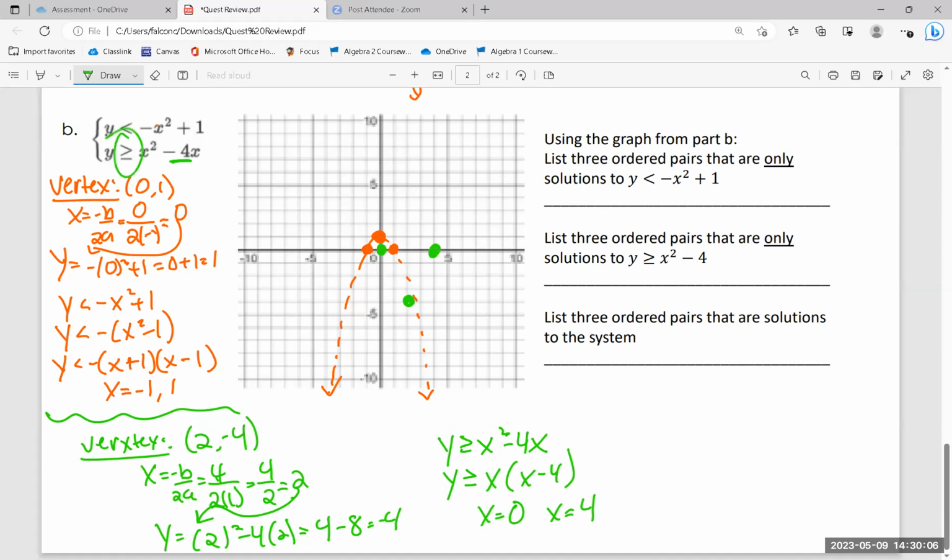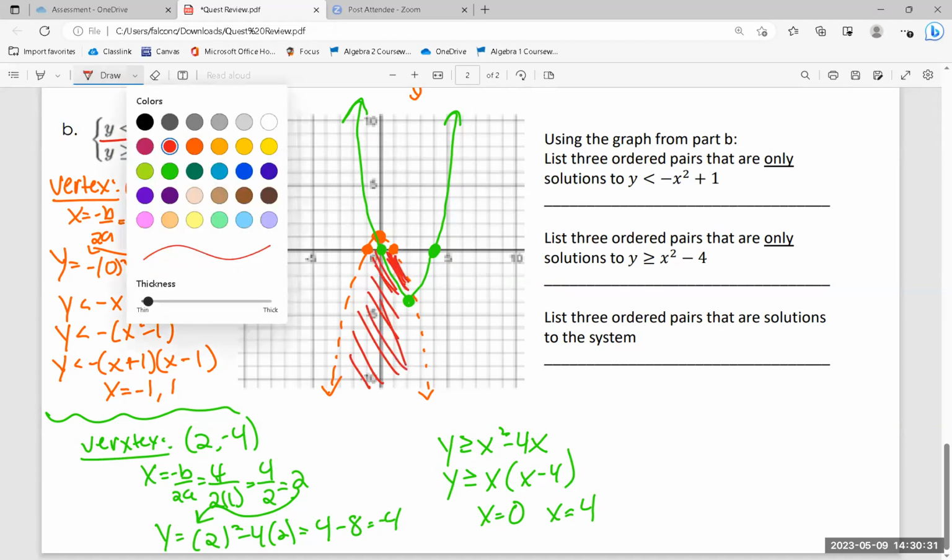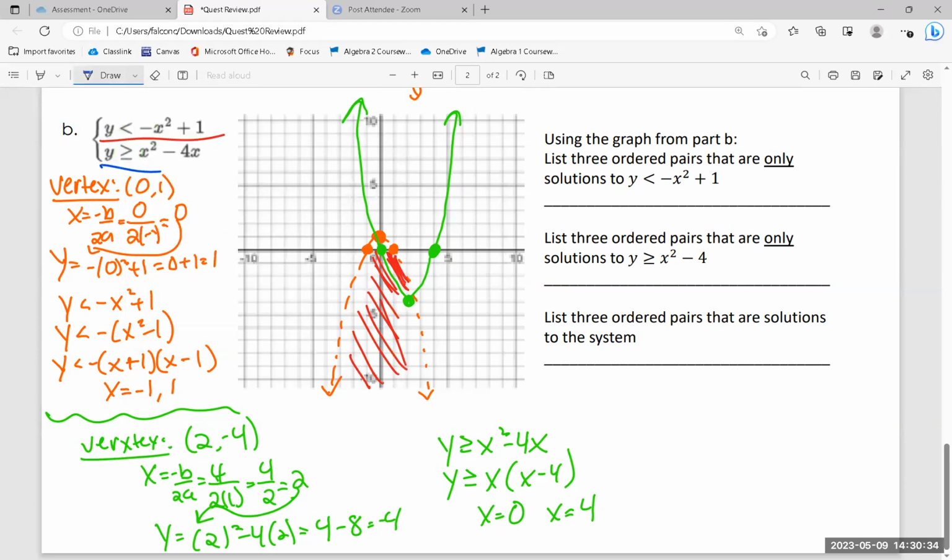All right, so this is a greater than or equal to. So we want a solid parabola for this one. Okay, so we want to shade now. So the first one is we want less than that orange one. So we want less than this parabola. This part too in between. And then the second one, we want greater than the green one. So we want this part right here in between. And then that part above, technically, but we want where they overlap.